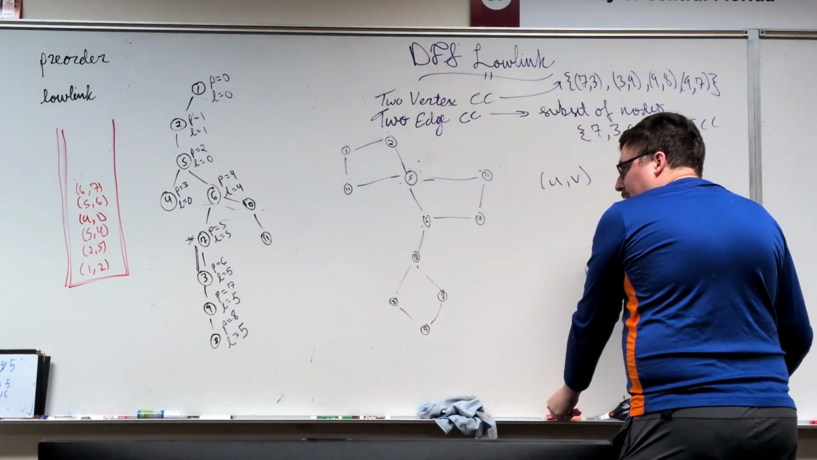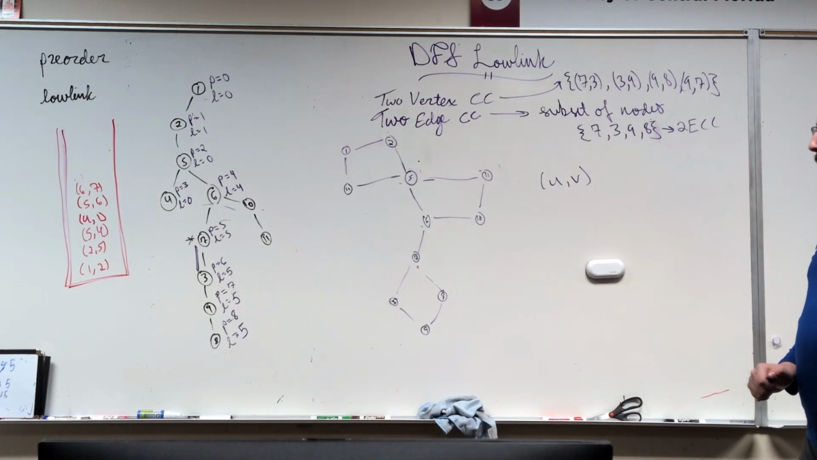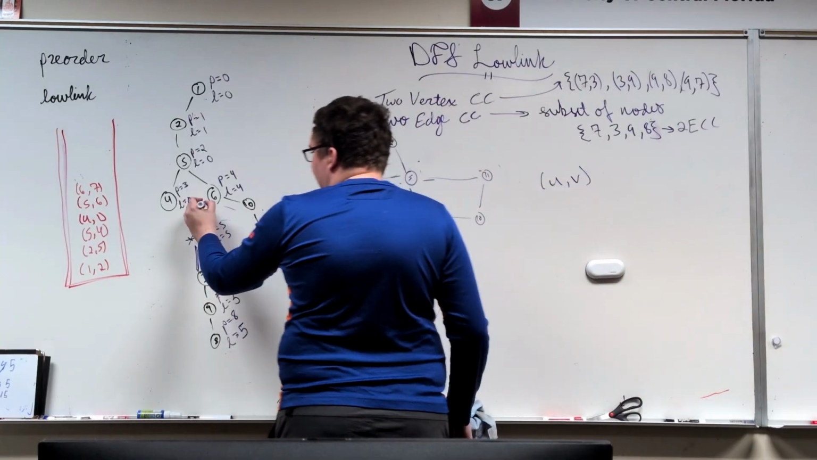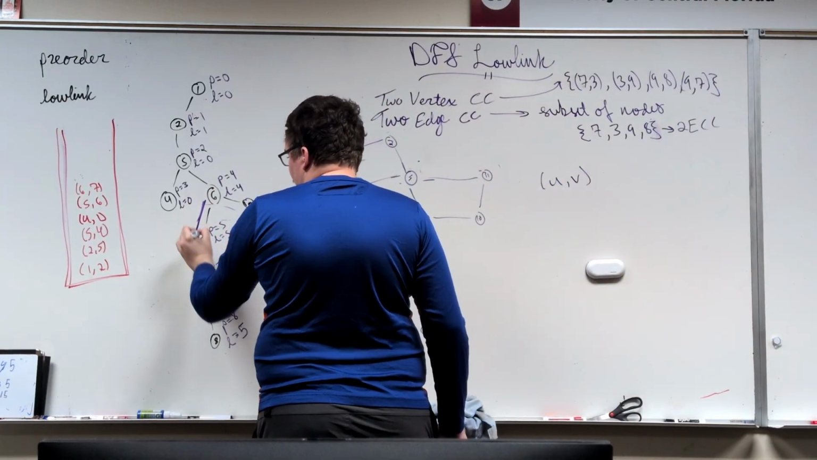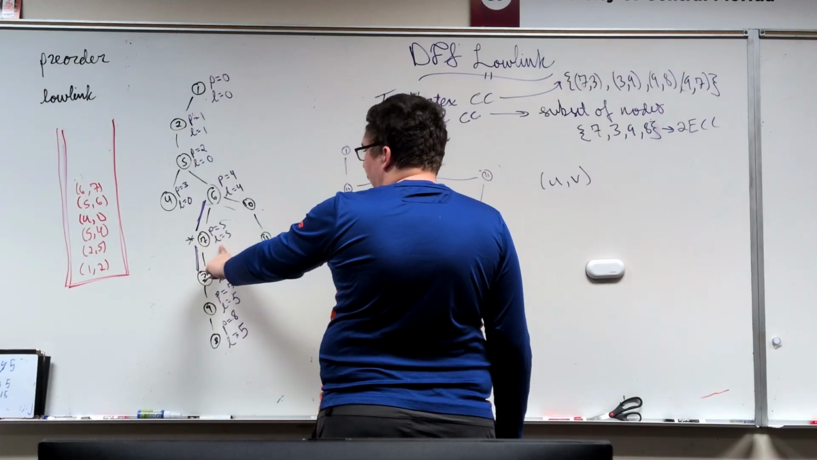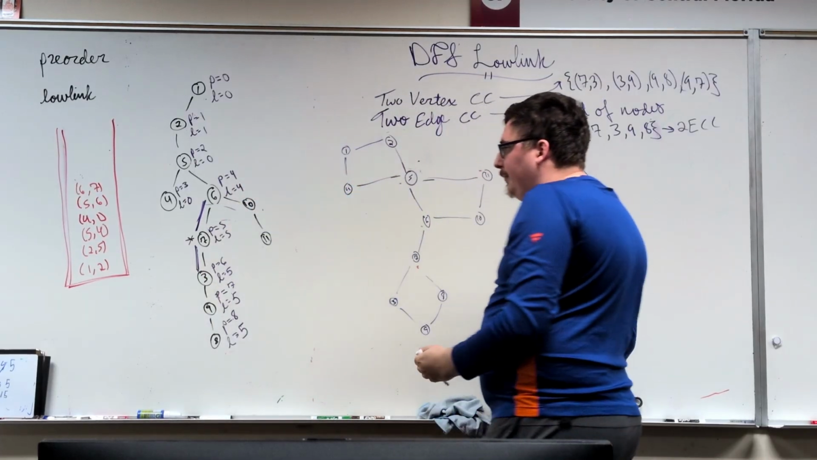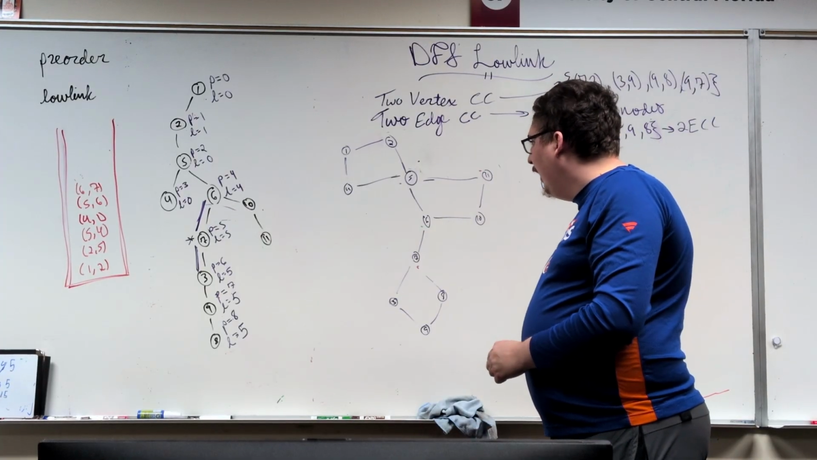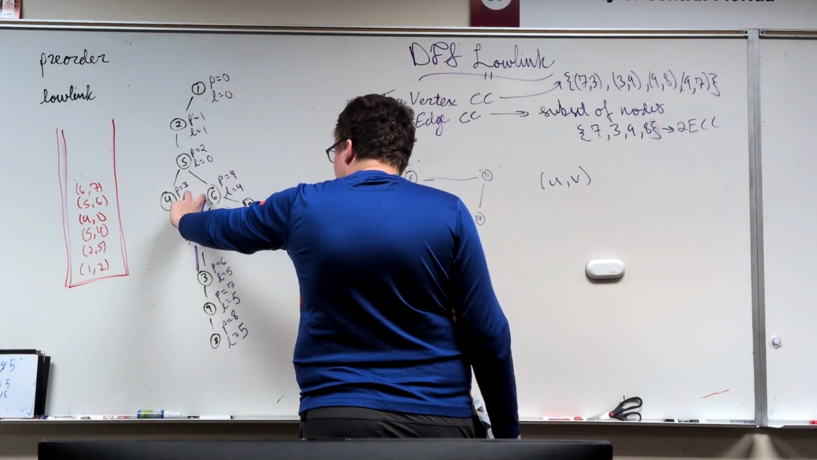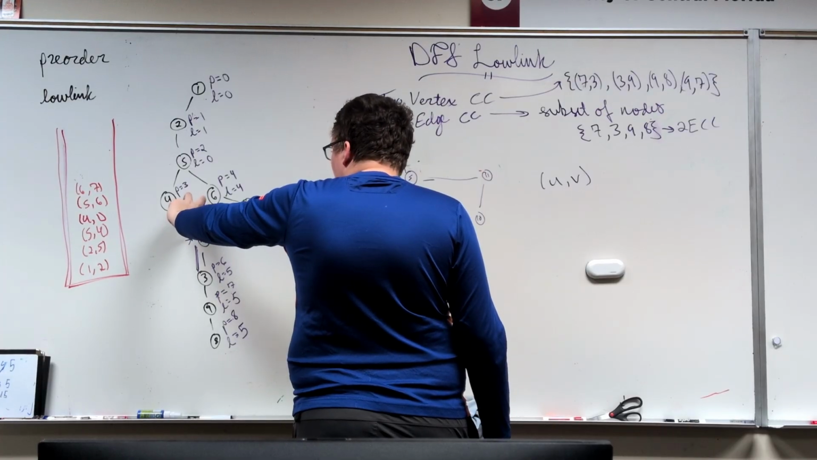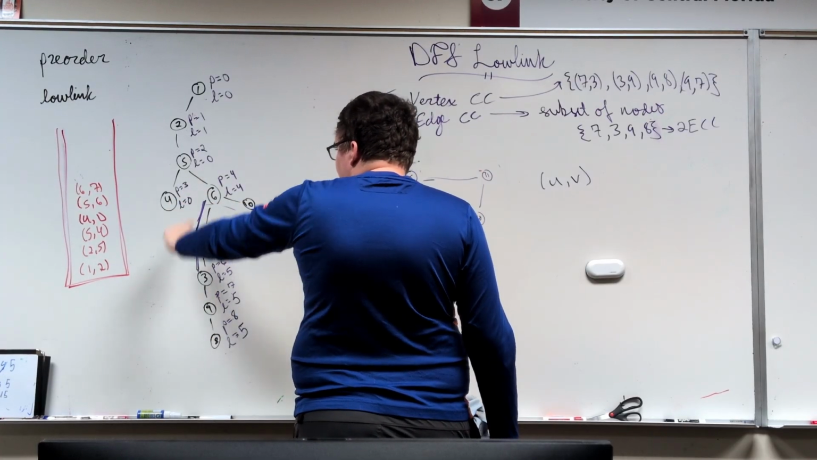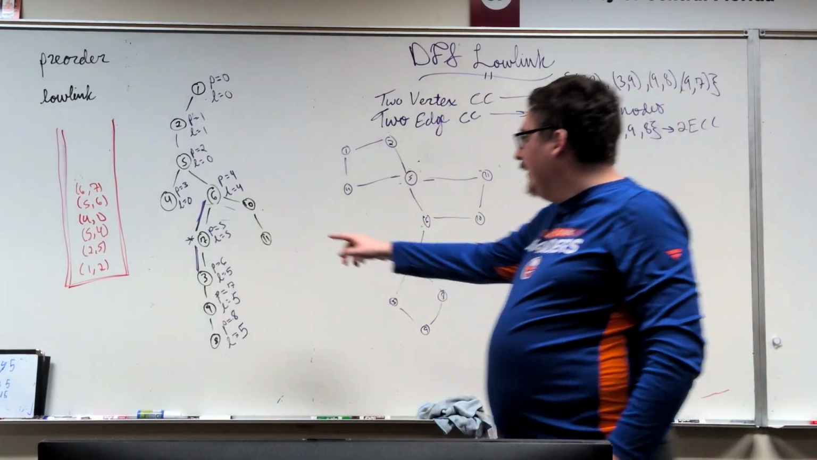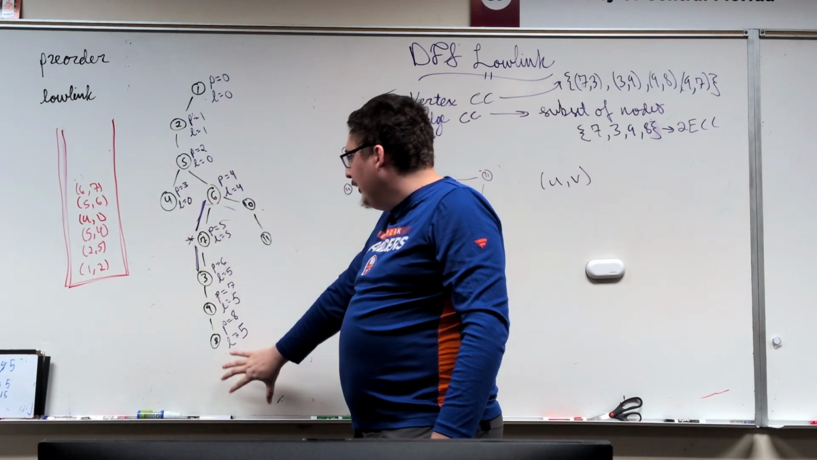Does this also apply to 2 edge? No. This is specifically for 2 VCC. Because if we look at this edge here, the low link of 7 is 5, but our pre-order is 4. So that means that through this edge, there is no way of anything in our subtree getting back to 6. So that means that cutting out 6 will disconnect this section of the graph.